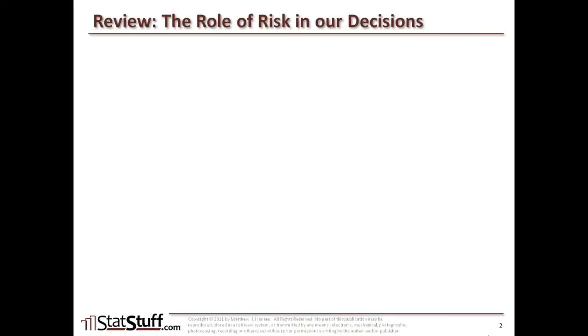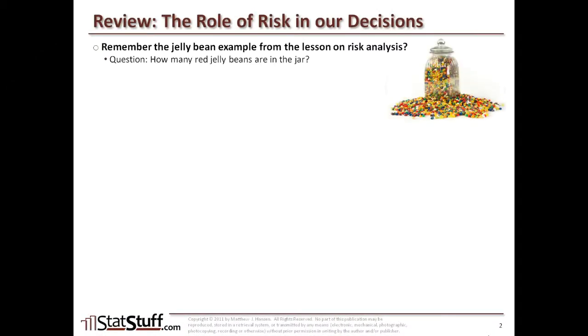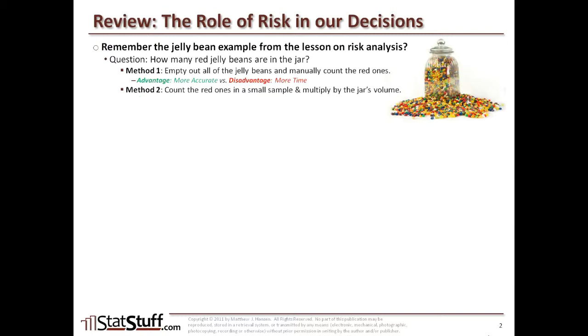Well, if you recall, we had the example of the jelly beans where we're trying to evaluate how many red jelly beans there are in the jar. Well, we said there were a couple of methods. The first method was we can empty out all the jelly beans and manually count the red ones. Well, the advantage of that was we're going to have a very accurate answer, but the disadvantage, it was going to take a lot more time. Then we said the second method was we're going to count the red ones in a small sample and multiply the ones that are in our sample across the whole jar's volume. Well, the advantage of this is going to take a lot less time, but the disadvantage, it was going to be less accurate in comparison.